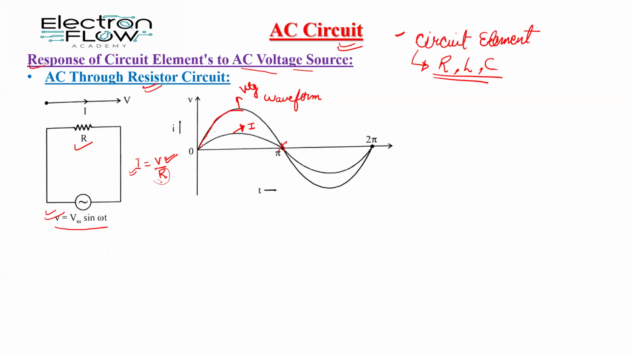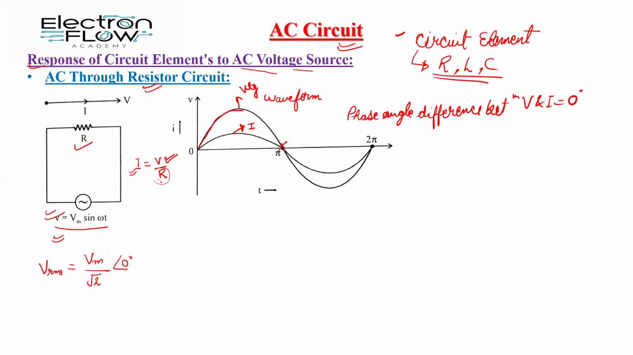Another thing here is that the phase angle difference between voltage and current is equal to 0. Okay, so this we are going to prove here. Next, this is our voltage source. If I talk about the RMS value of the voltage, so the Vrms is equals to Vm divided by root 2, at an angle of 0 degree.